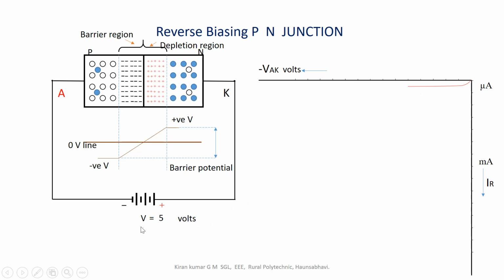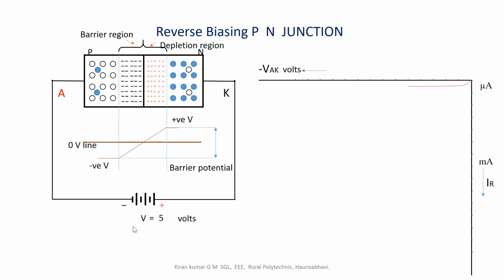If the external battery voltage is raised to still higher values, the barrier voltage will be still increased, increasing the width of this depletion region. And the same reverse saturation current will be flowing.